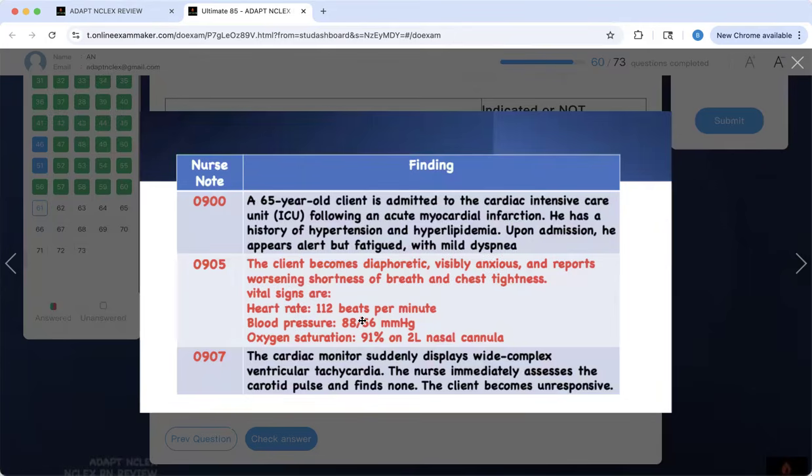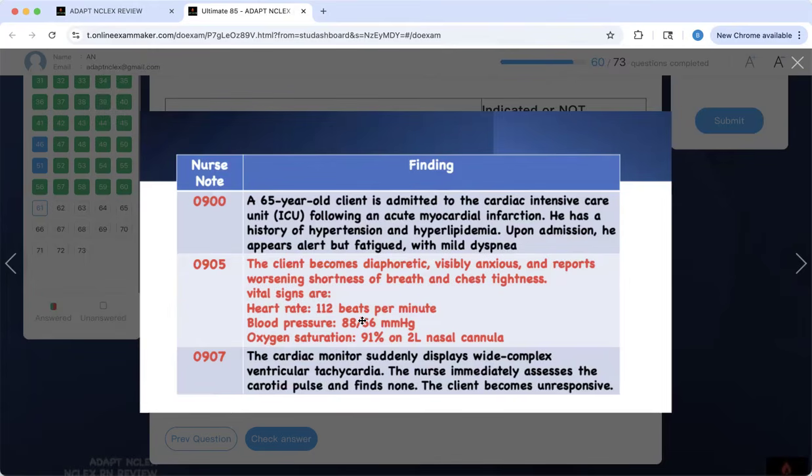For each potential intervention, click to specify if this is indicated or not indicated. This is the condition. A 65-year-old client is admitted to the cardiac intensive care unit following an acute myocardial infarction. He has a history of hypertension and hyperlipidemia. Upon admission, he appeared alert but fatigued with mild dyspnea. The client is diaphoretic, visibly anxious, and reports worsening shortness of breath and chest tightness.